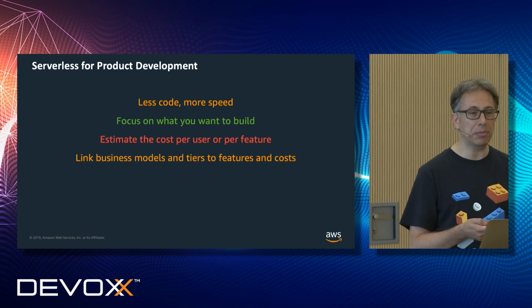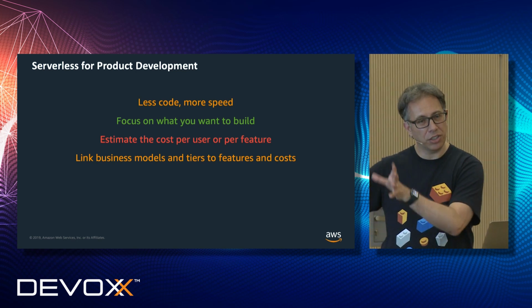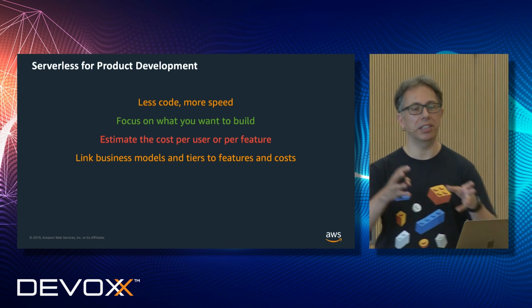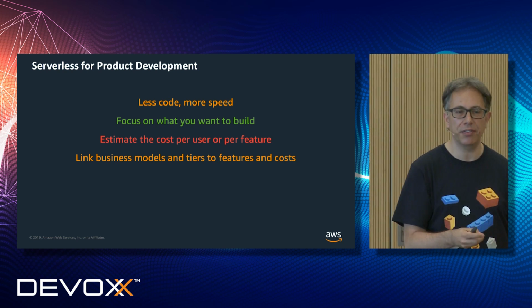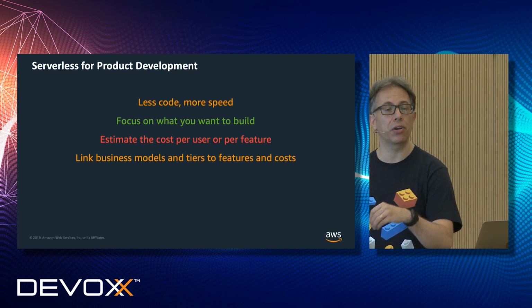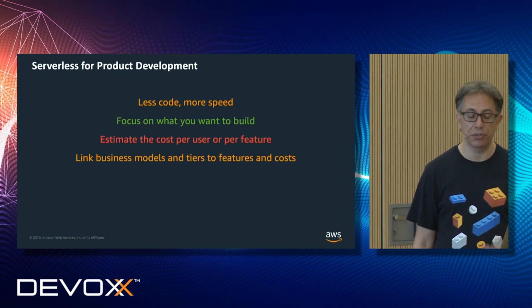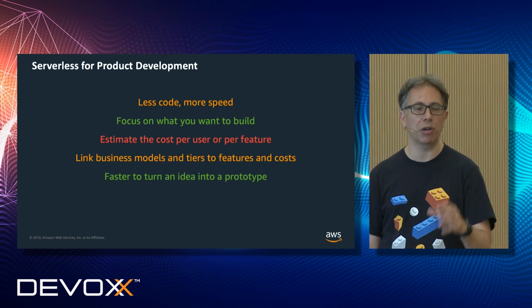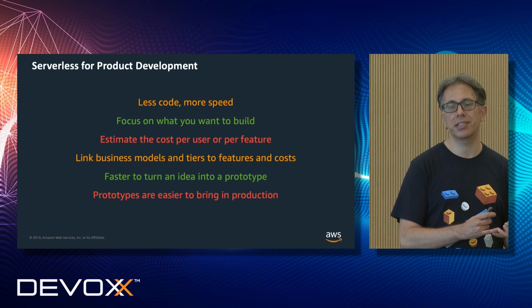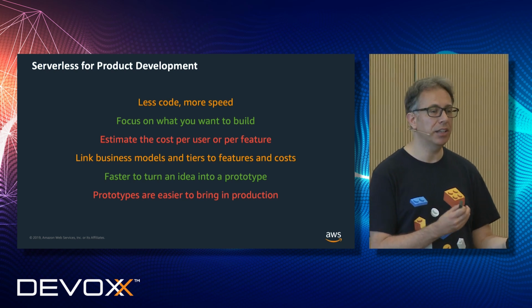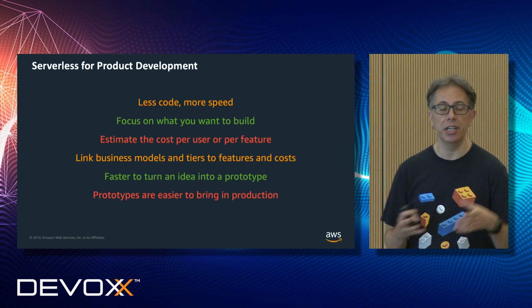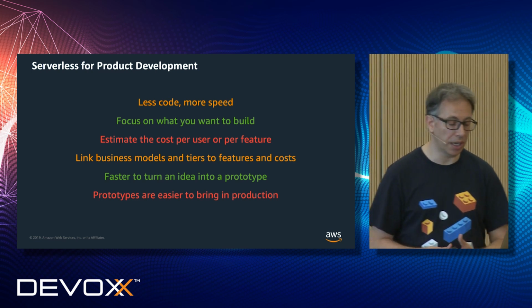As a product development person, not just software development, you can really understand what you can put in a free tier, what needs to be paid because it's expensive, and how much your users will cost you in pure infrastructure every month. And it's so much faster to build an idea into a prototype. Since you have all this scalability and availability built in, it's also easier to bring these prototypes into production if they are validated and you want to go to production.